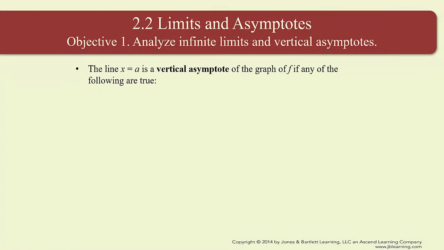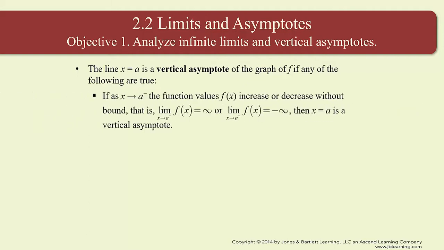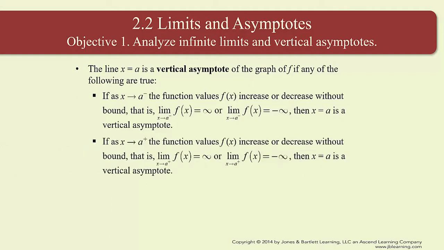Well, as we saw in the first two examples, those limits were related to vertical asymptotes. Now, technically speaking, a line x equals a is a vertical asymptote of the graph of a function if any of the following are true. If x approaches a from the left side and the function values increase or decrease without bound, that is, the limit is infinity or negative infinity, then x equals a is a vertical asymptote. If you approach a from the right side of a and the function values increase or decrease without bound, then x equals a is a vertical asymptote.